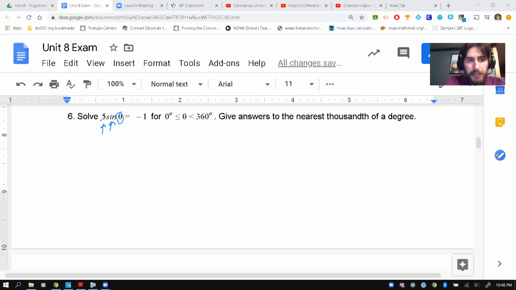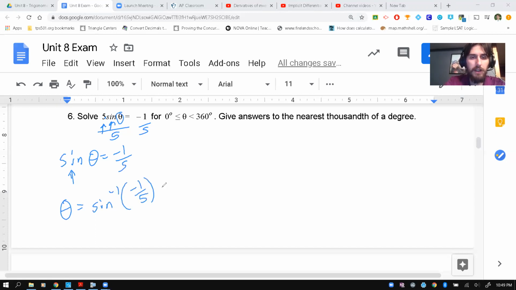Getting rid of the 5 is easy, right? Because right now I have 5 times the sine of theta. So the opposite of multiplying by 5 would be to divide. So my first line is going to be the sine of theta is equal to -1 over 5. All right, second thing I need to do is get rid of the sine function so I can have theta by itself. To do that, I take its inverse. If I do the inverse sine of both sides, on the left side it'll cancel, and on the right side I will get this. Now this is not going to give us an exact answer.